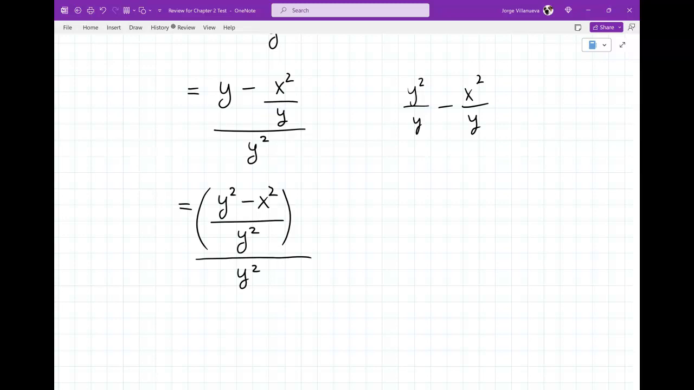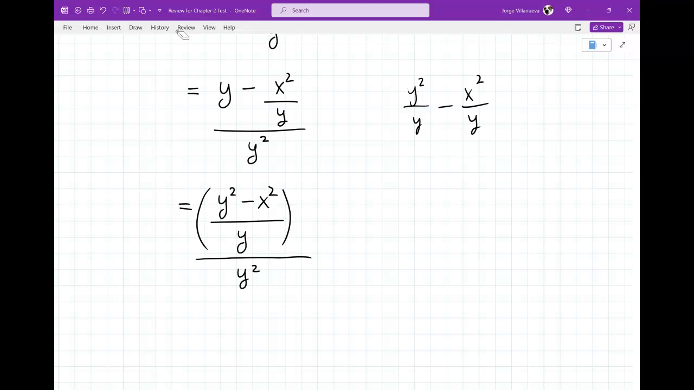So then when I combine it, it'll be y squared. I don't know why I put y squared on the bottom. My bad. That should just be a y. Just a normal y here. So it should be y squared minus x squared over y. Okay? Right there. And now I'm going to combine these two.